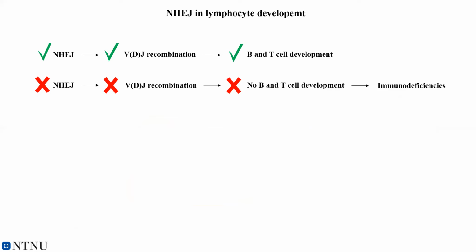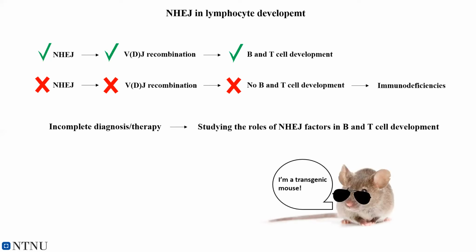that leads to immunodeficiencies. It has been reported that there are 6 million people throughout the world that are dealing with immunodeficiencies, but noticeably 60 to 90% of them are undiagnosed. The reason is incomplete diagnosis and therapy approach. So we study NHEJ and the roles of NHEJ factors in B and T cell development in knockout mice to understand NHEJ machinery and B and T cell development related disorders.